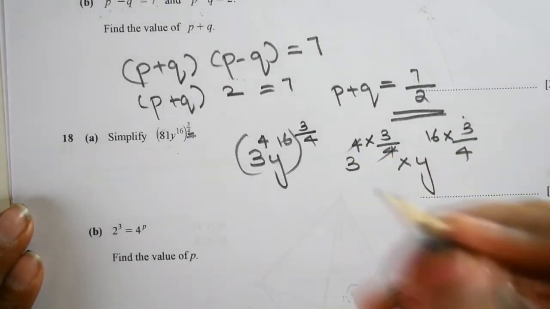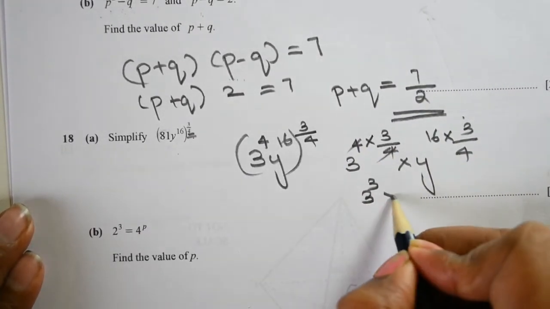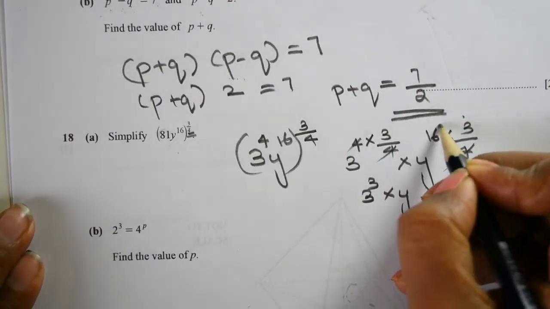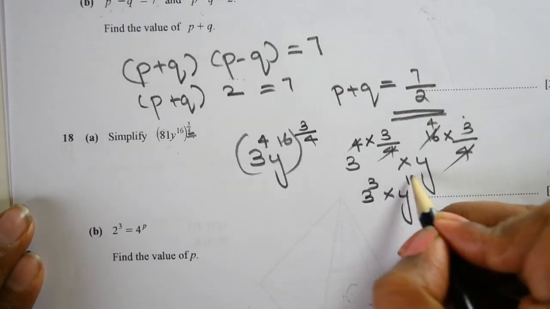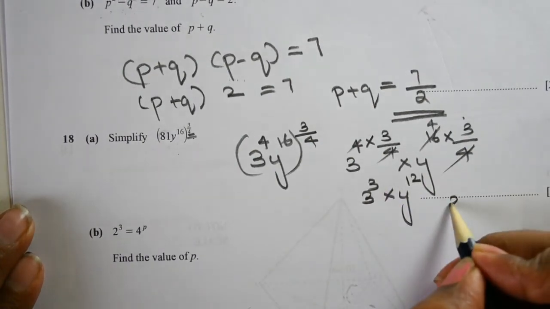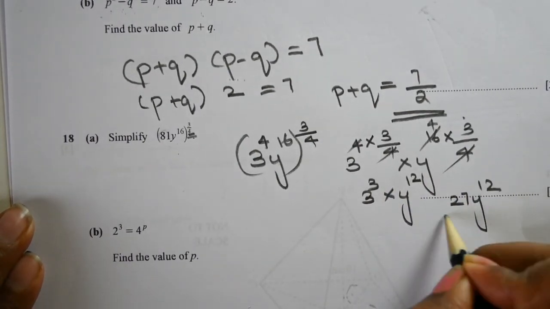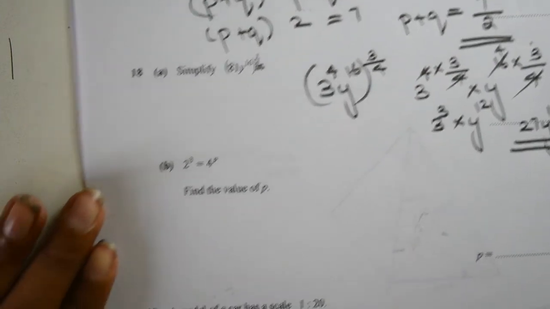Okay, so 4 will cancel, we'll get 3 cube times y power. 1 4 is 4, 4 4s are 16, y power 12. 3 3s are 9, 3 9s are 27, y power 12. Next question.